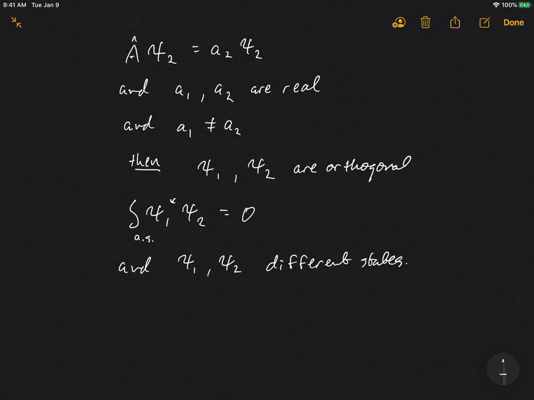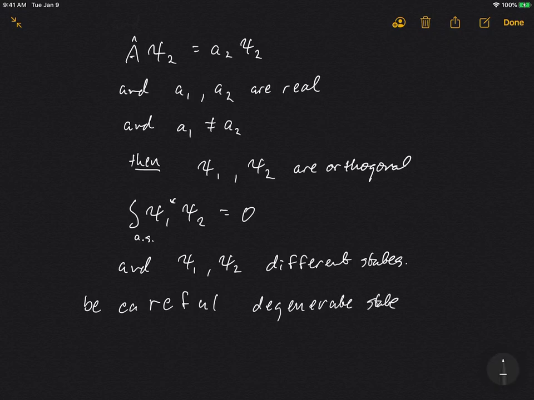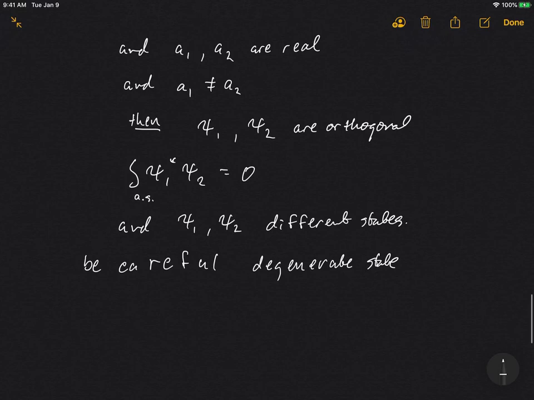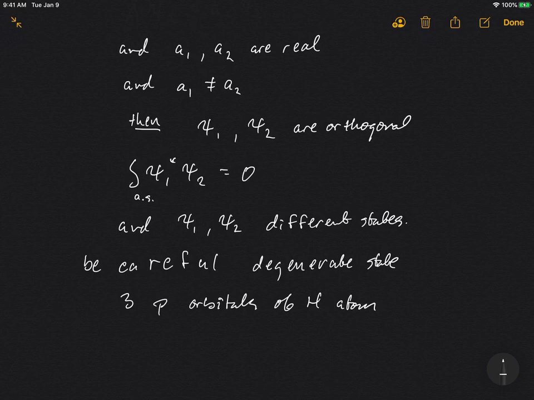Another case, so we have to be careful. There can be what are called degenerate states that have the same energy, but they're different states. Like say spin up versus spin down electrons. Also, you can think of like say the three different p orbitals of the hydrogen atom. Say like three different 2p orbitals of a hydrogen atom.